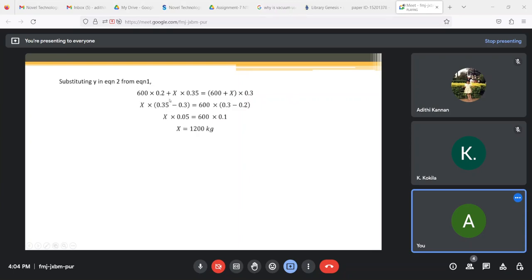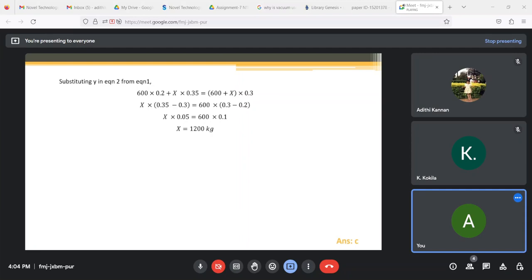So X into 0.35 minus 0.3 is equal to 600 into 0.3 minus 0.2. So when you simplify this, you have 0.05 into X is equal to 600 into 0.1. So this is equal to 60, and 60 divided by 0.05 will give you 1200 kgs. So this is the amount of sunflower slurry that you are sending inside the blender, and that is what is asked in the question. So the answer is option C.